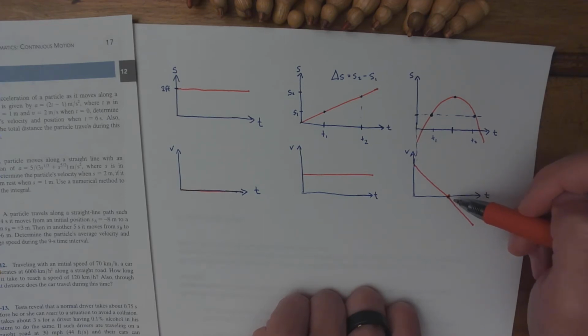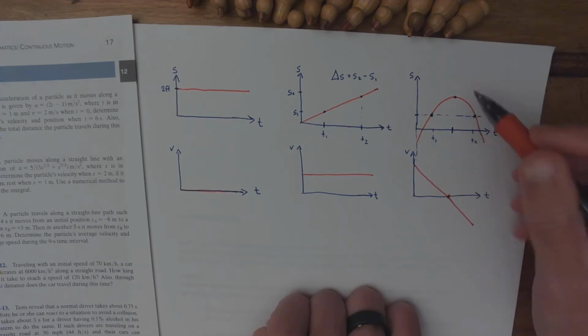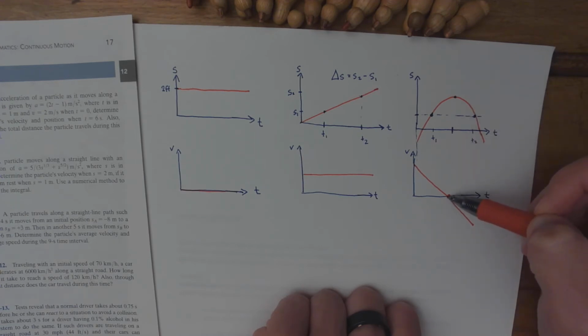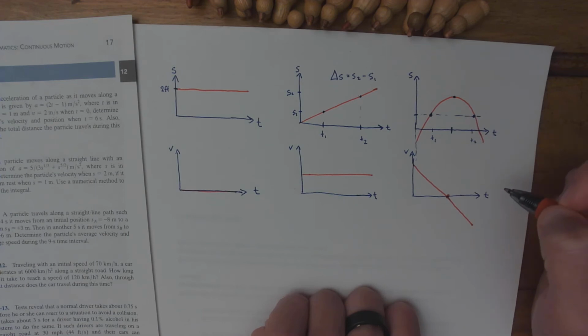And also, if you remember from Calc 1, if you want to find the maximum position for this graph, at the maximum position, the slope has to be equal to 0, and that's where we get the velocity being equal to 0 for our graph here.